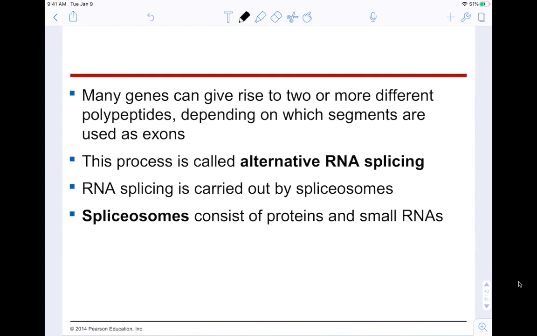Many genes can give rise to two or more different polypeptides, depending on which segments are used as exons. This process is called alternative RNA splicing. RNA splicing is carried out by a spliceosome. It's very aptly named here. Spliceosomes consist of proteins and small RNAs.